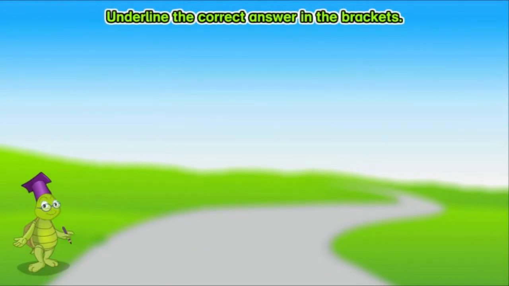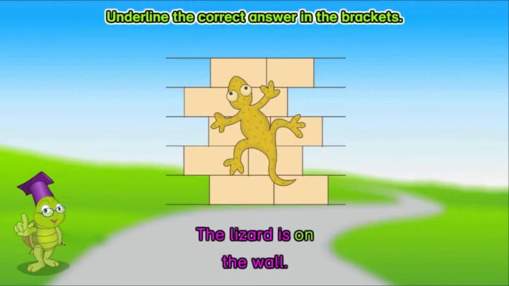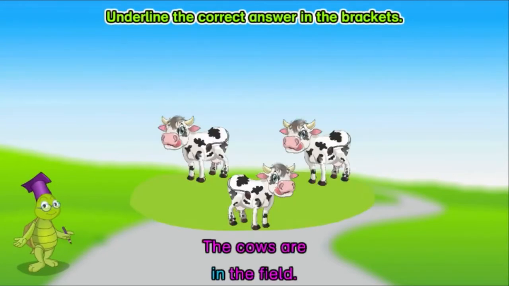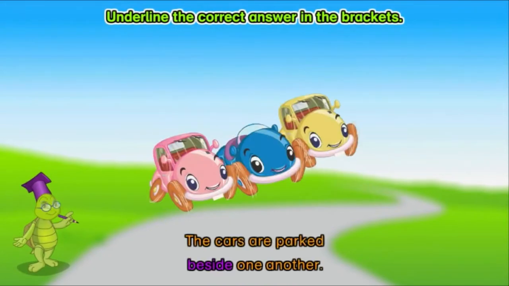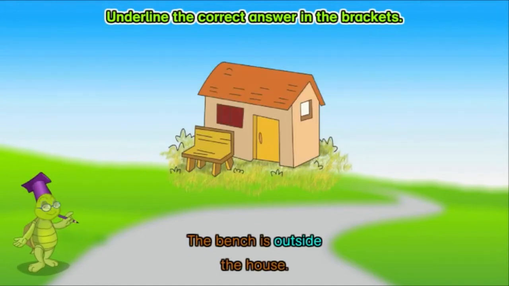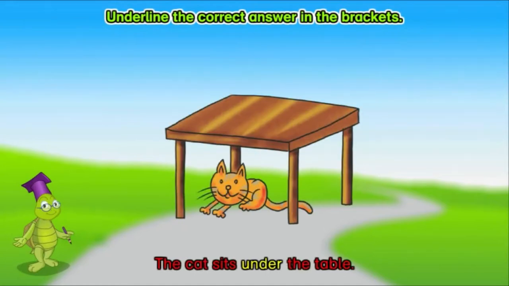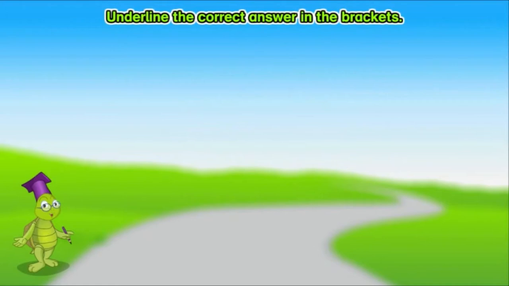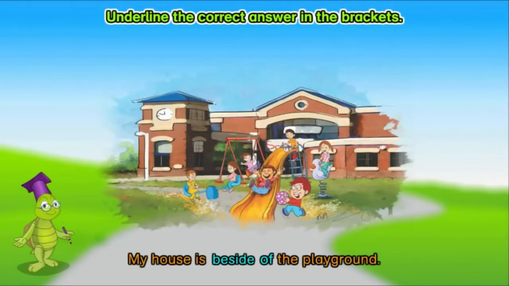Find the correct answer in the brackets. The lizard is on the wall. The cows are in the field. The cars are parked beside one another. The bench is outside the house. The cat sits under the table. My house is beside the playground.